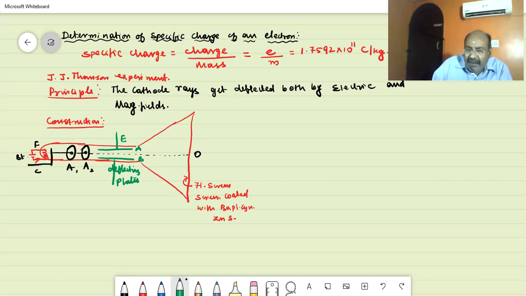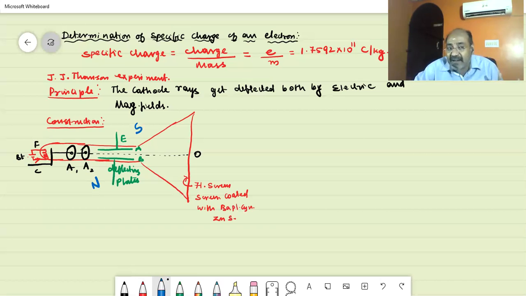Then, perpendicular to the applied electrical field, using a pair of coils or a large electromagnet, we have to supply a uniform magnetic field perpendicular to the electrical field, with the help of the pole pieces of the magnet called the North Pole and the South Pole.